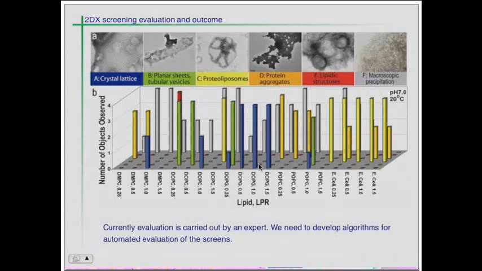And this is just how we evaluate currently our screen. We assign values depending on how abundant each of these features is in the grid. So number 4 will be like in here in DOPG for this protein at 0.5 LPR. We are finding a lot of crystals in which the crystal lattice is either clearly visible or, if you do a Fourier transform of the image, you get diffraction spots in negative stain.